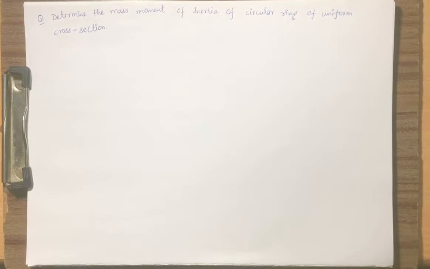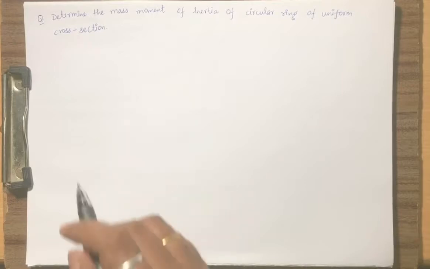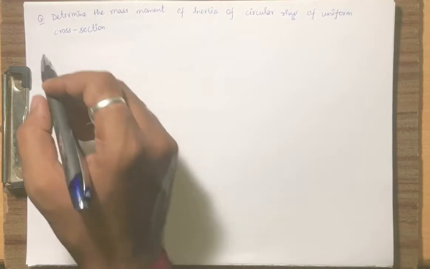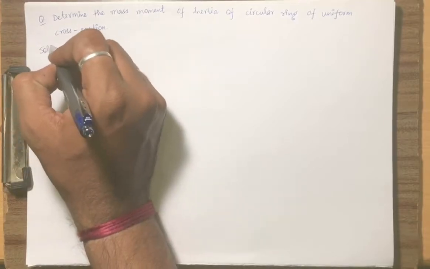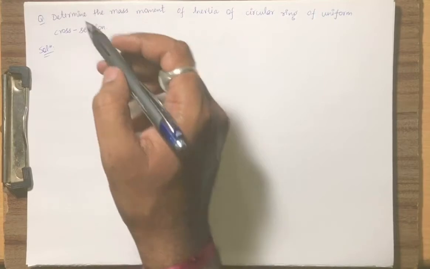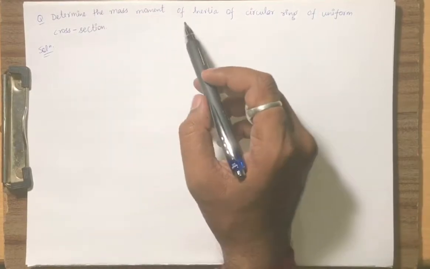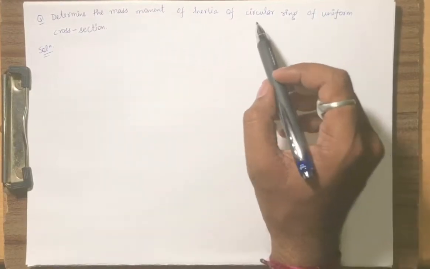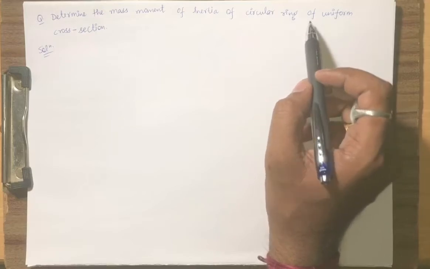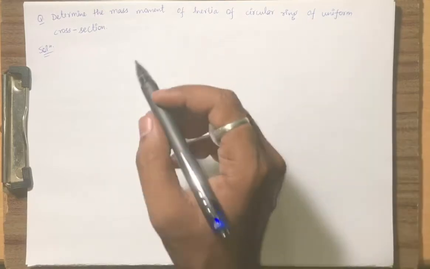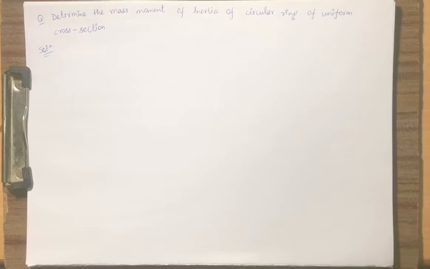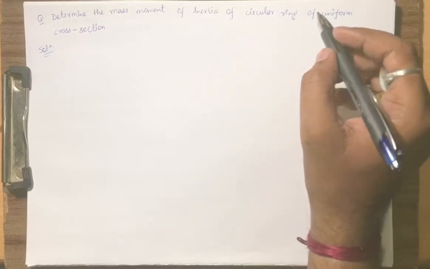So as I have told in the previous lecture, today we will be solving the problems of mass moment of inertia. So today's problem number 1 is: determine the mass moment of inertia of a circular ring of uniform cross section. So it can be any circular ring of uniform cross section.